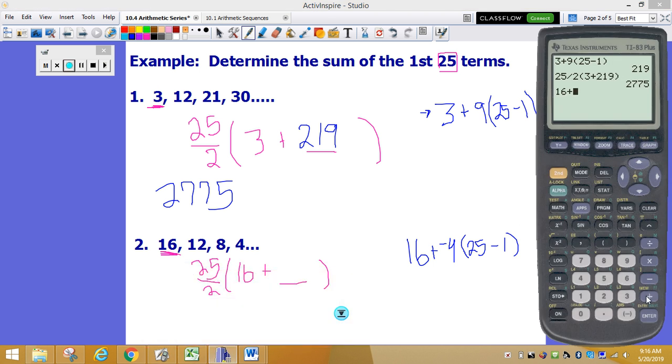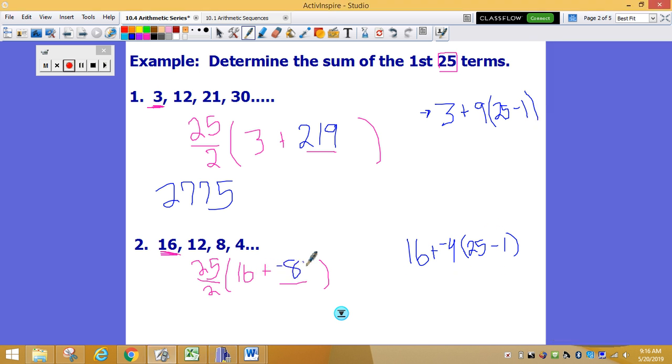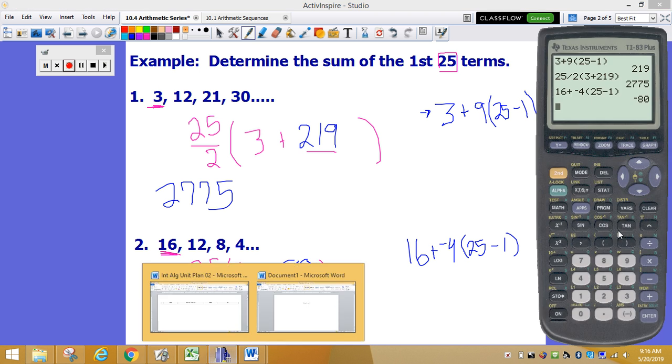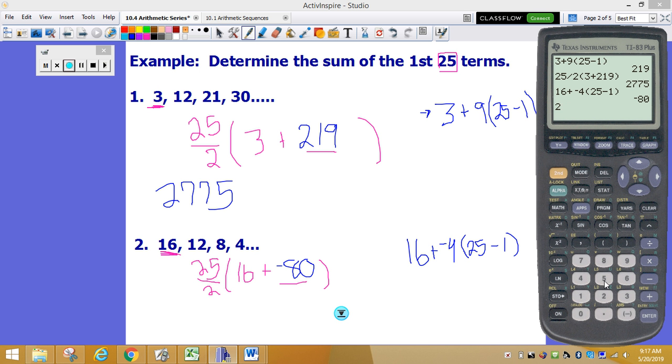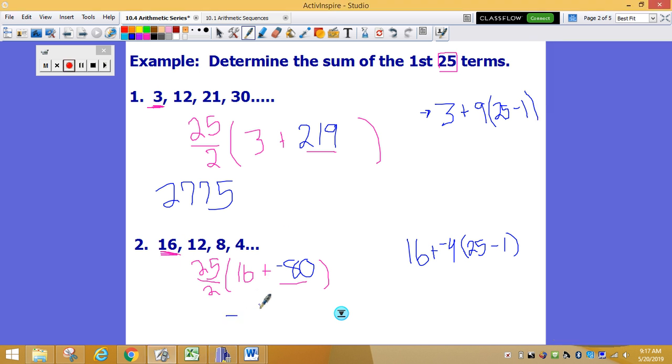So 16 plus negative 4, and in parentheses 25 minus 1. So the 25th term is negative 80. So that's what I'm going to plug in right here, negative 80. That is the 25th term in this sequence. So to find the sum, I'm going to do 25 divided by 2, and in parentheses 16 plus negative 80. So the sum of the first 25 terms of this series is negative 800.